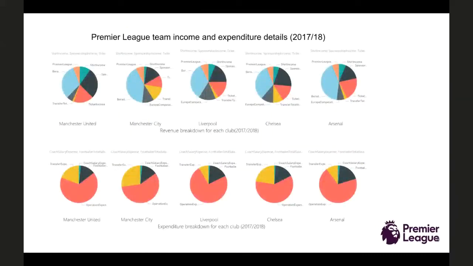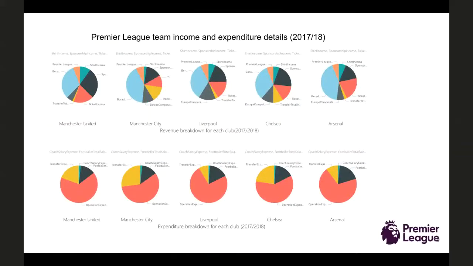The next 10 maps are the distribution of each club's income and expenditure in the previous season. The highest source of income for different clubs is the broadcast fee. The operating expenses are the biggest expenditure for each team.